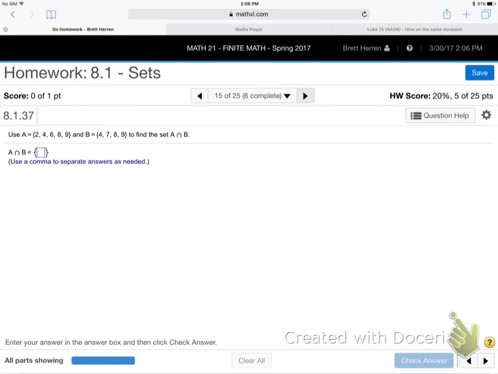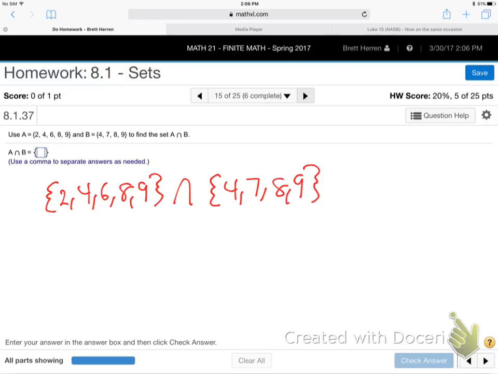Okay, so they're giving me A, which is 2, 4, 6, 8, 9. And then the U turned over, the overlap, 4, 7, 8, 9. What's the answer going to be? You see what they're asking? They've got the two sets A and B, and this time they're asking me to put a U turned over between them, find the overlap. That'd be like who's in both classes, right? So what numbers are in both sets?